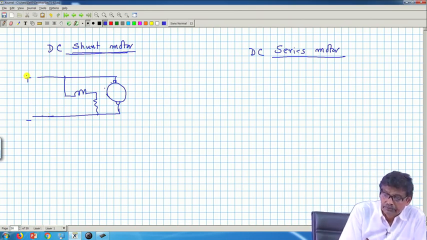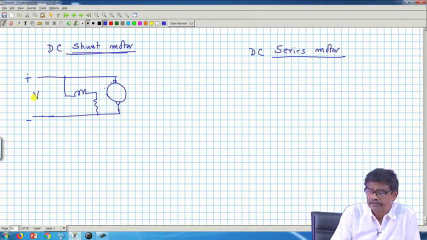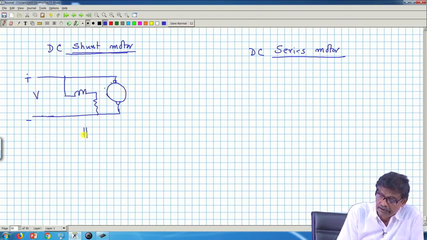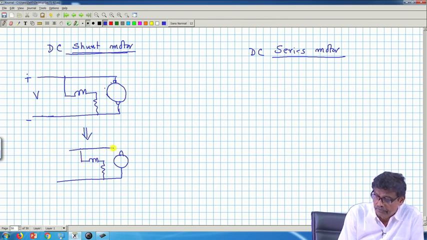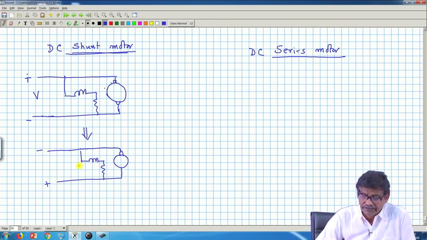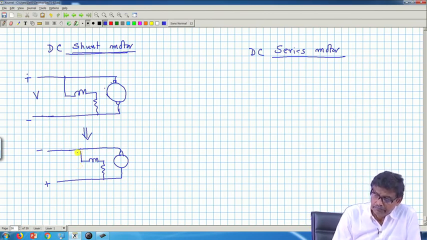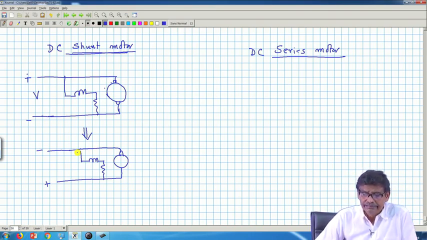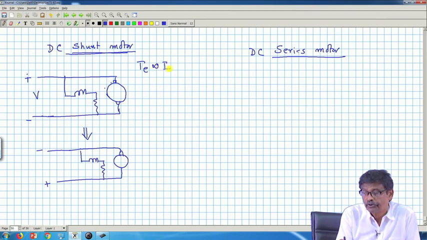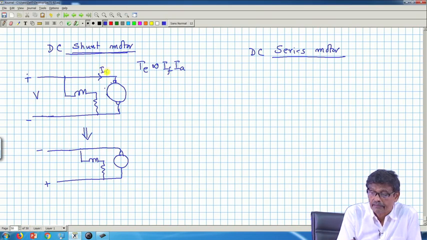Suppose I ask you this question: rated voltage you have applied, machine is running at some speed. Now, I will disconnect the same motor from this supply, and I will not change any connection, but what I will do is this, I will apply reverse voltage and once again restart the motor. What is the observation? Will the machine run in the same direction? The answer is yes, it will run in the same direction, because T_E is proportional to the product of I_F and I_A. So, it was I_A, it was I_F.